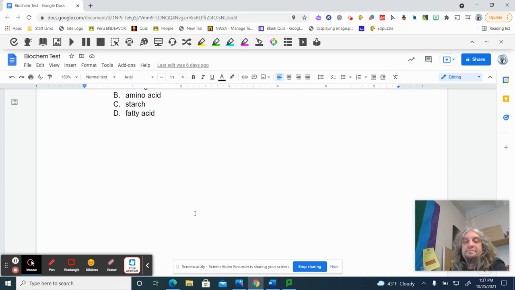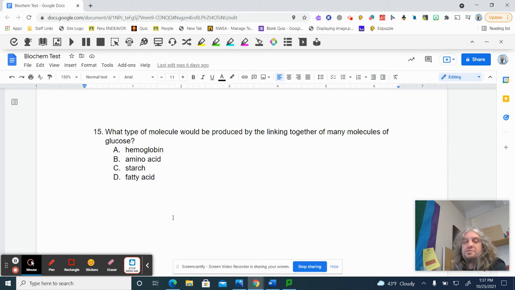Question 15. What type of molecule will be produced by the linking together of many molecules of glucose? A, hemoglobin. B, amino acid. C, starch. D, fatty acid.